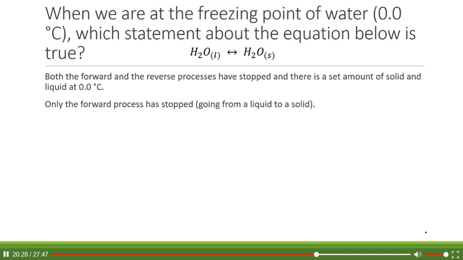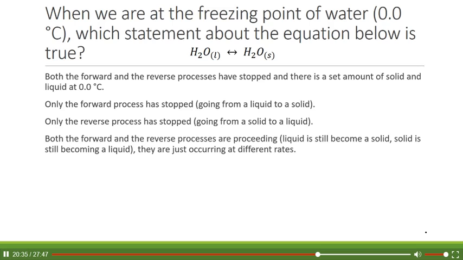Only the forward process has stopped, going from liquid to solid. Only the reverse process has stopped, going from solid to liquid. Both the forward and reverse processes are proceeding, they're just occurring at different rates. Or both the forward and reverse processes are proceeding at the same rate.